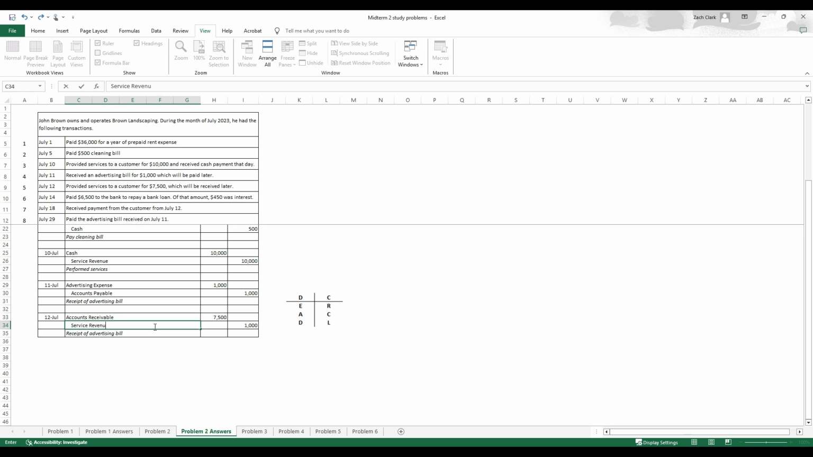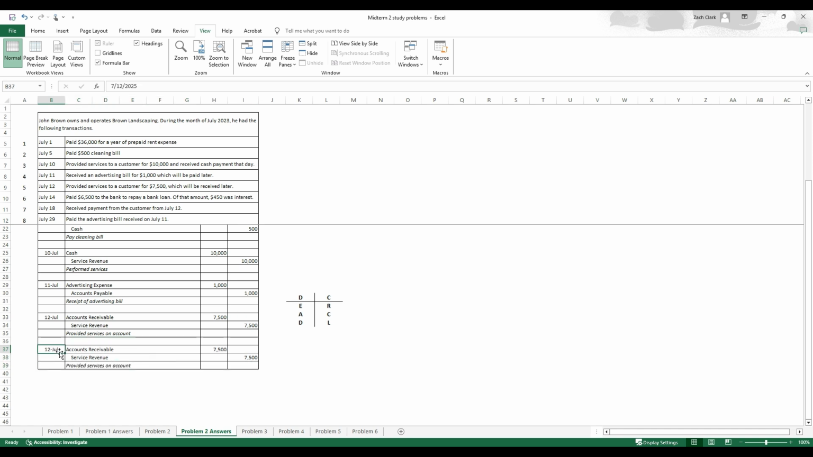So again, service revenue, and we'll say 7,500 credit. It's a revenue. Revenue's under the C, so credit is an increase, and that's great. And July 12th, we'll just say provided services on account. And when we say on account, that could either indicate that we're going to be paid later, or also if we're talking about payables or expenses, us having to pay that later.